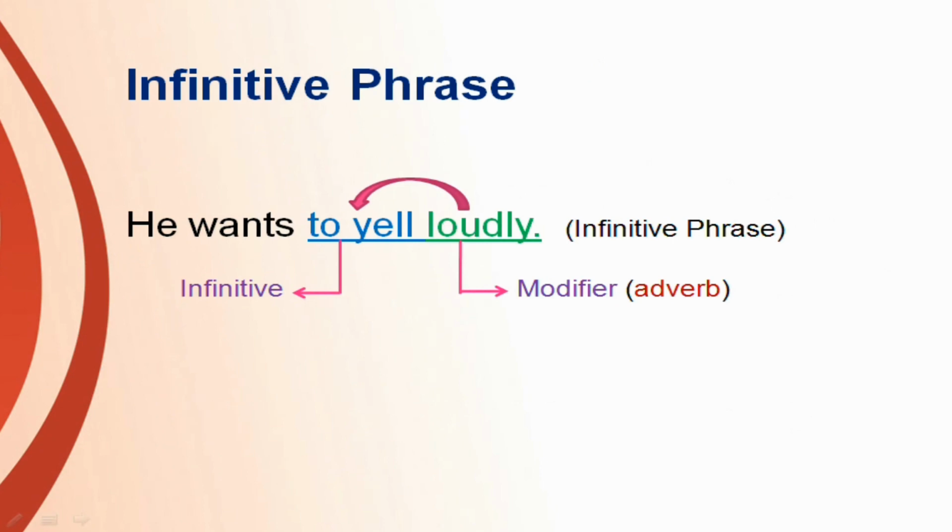Let's have an example of an infinitive phrase. He wants to yell loudly. In this sentence, to yell loudly is an infinitive phrase. And this infinitive phrase is made up of an infinitive and a modifier. Loudly modifies the infinitive to yell. That's why we call it an infinitive phrase.